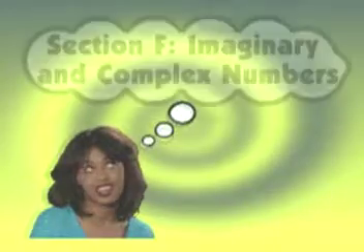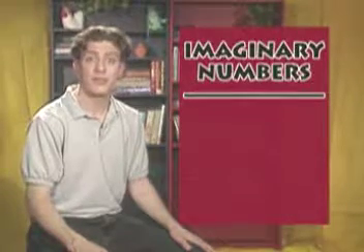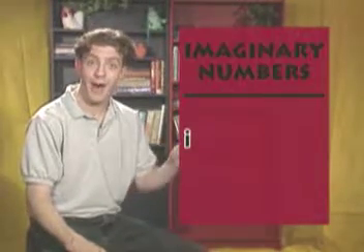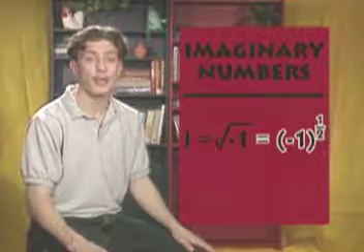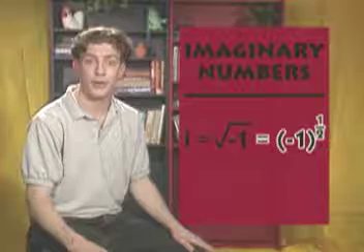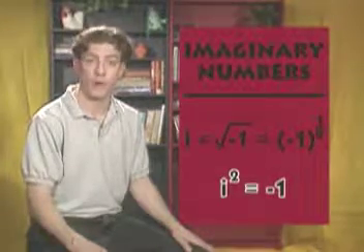Section F. Imaginary and complex numbers. To represent imaginary numbers, mathematicians use the number or symbol i. i is defined as the square root of -1, or -1 to the 1/2 power. Another way of saying this is that i squared equals -1.